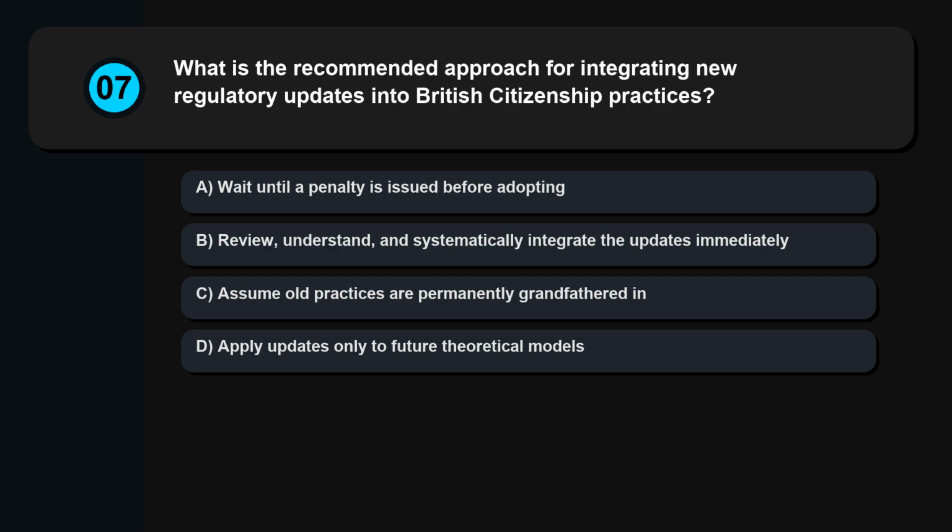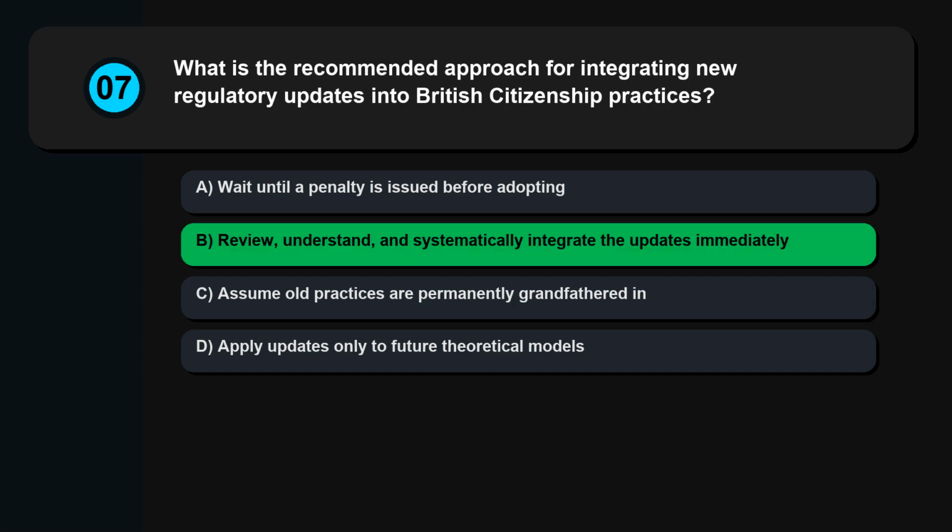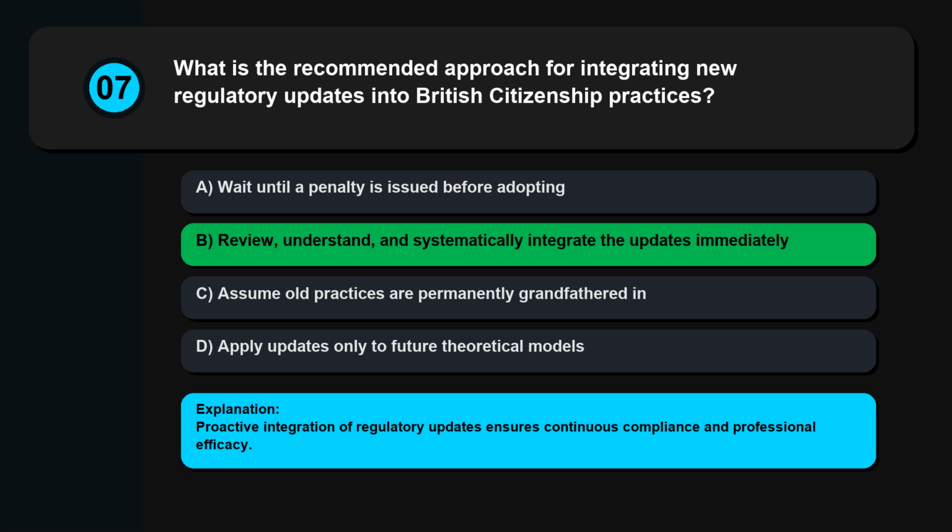Question 7. What is the recommended approach for integrating new regulatory updates into British citizenship practices? Wait until a penalty is issued before adopting. Review, understand, and systematically integrate the updates immediately. Assume old practices are permanently grandfathered in. Apply updates only to future theoretical models. Proactive integration of regulatory updates ensures continuous compliance and professional efficacy.